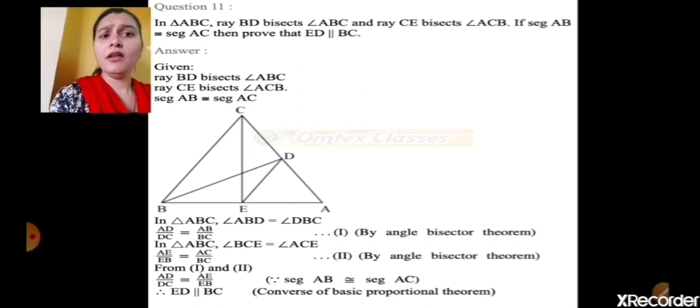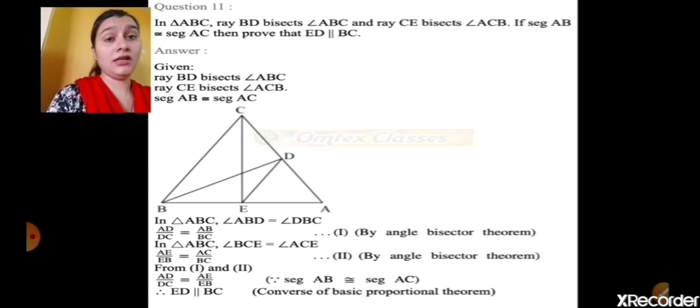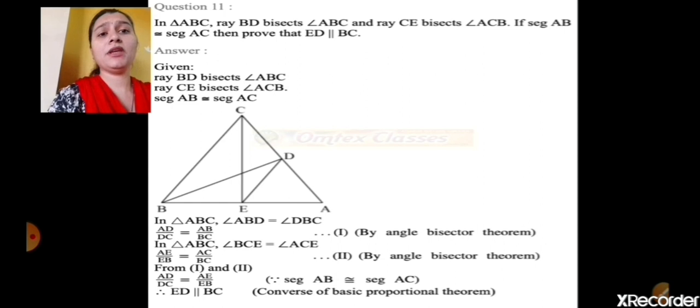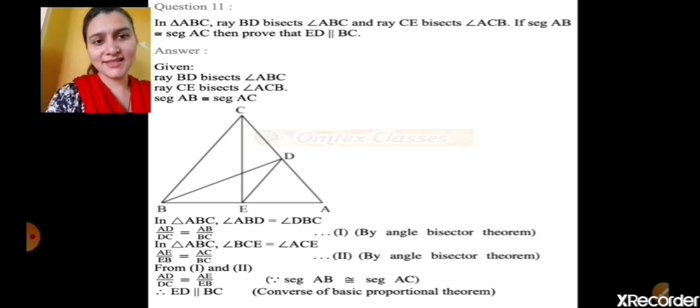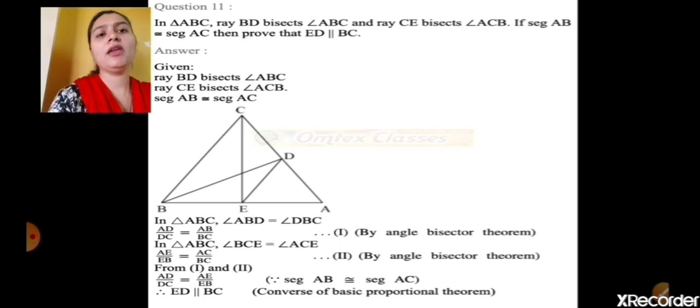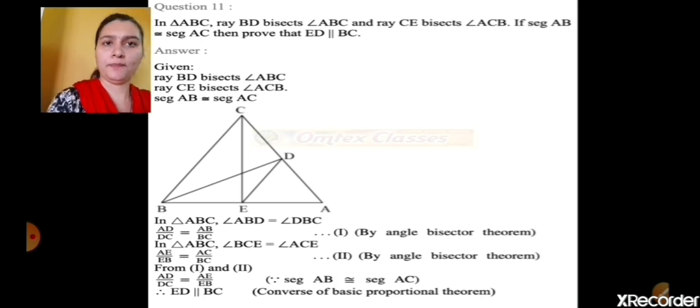So let me begin. In triangle ABC, BD is given as a bisector. So when I am taking BD, I will say angle ABD is equal to angle DBC. As the angles are equal, I will write in proportion, that is AD upon DC is equal to AB upon BC. First condition, by the angle bisector theorem.